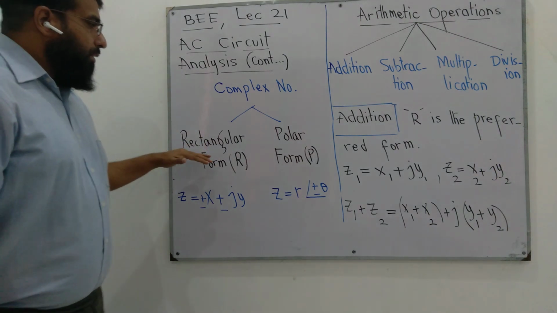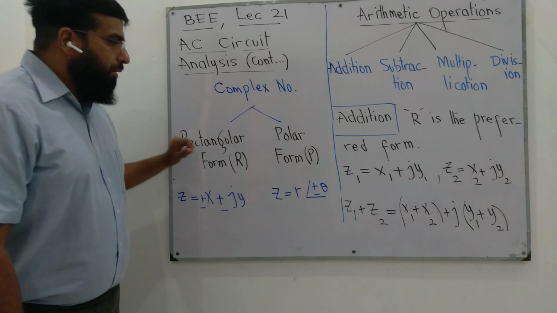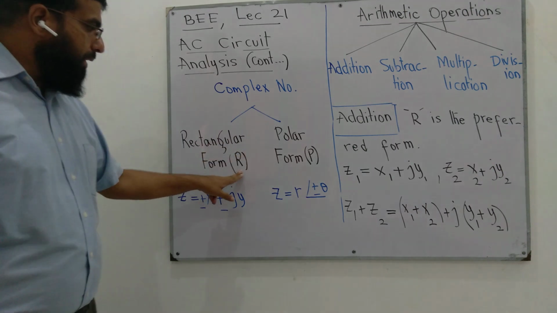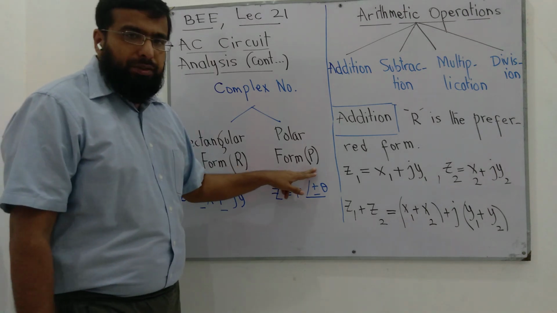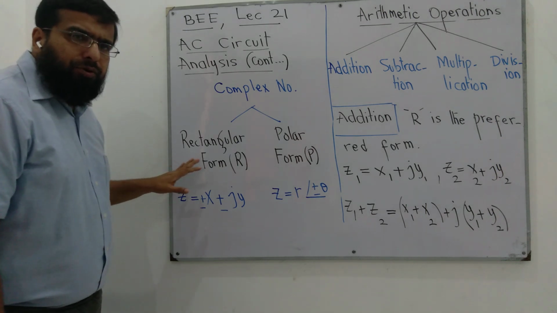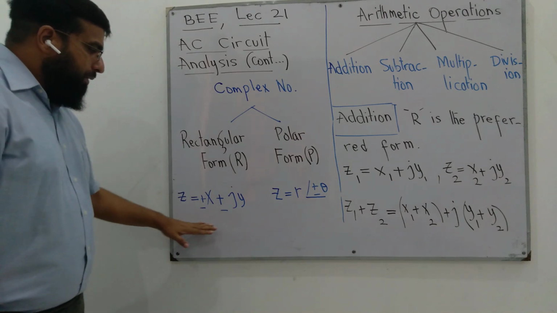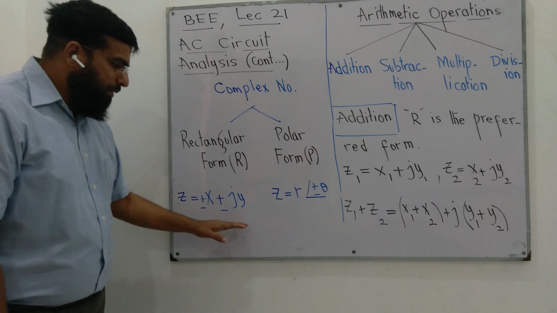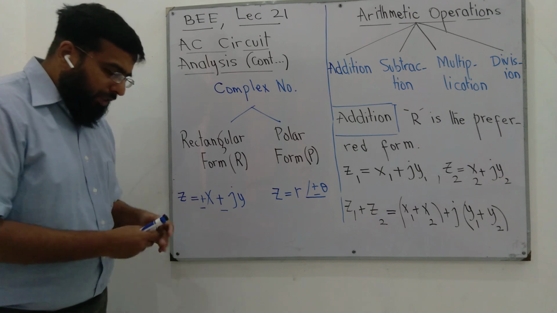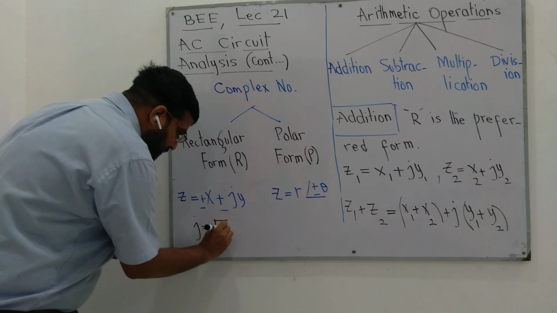We also studied that complex numbers can be represented in two forms, rectangular or polar. Rectangular form is represented with a capital R, and polar with a capital P. The general format for a complex number represented in rectangular form is x plus or minus jy, where j is iota, whose value is the square root of -1.